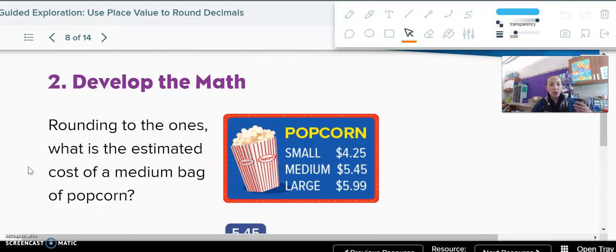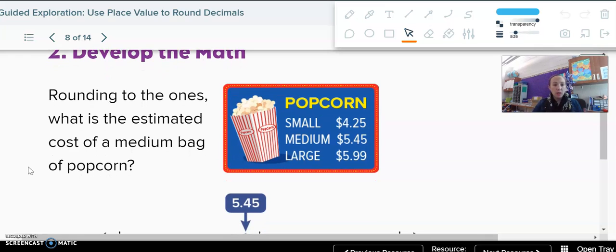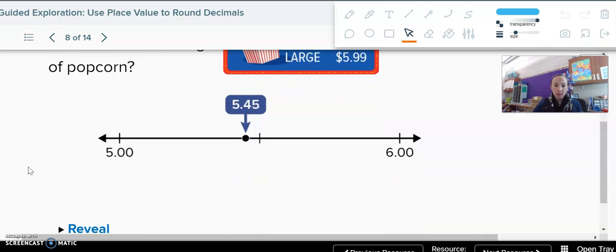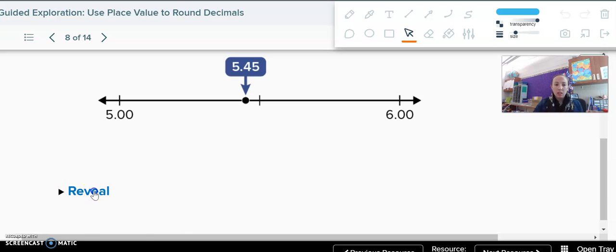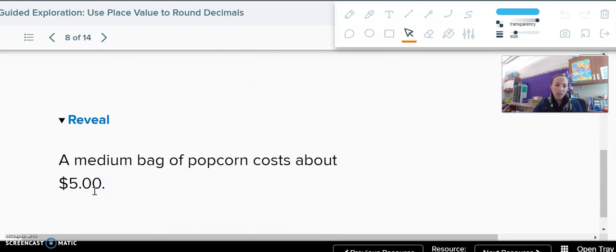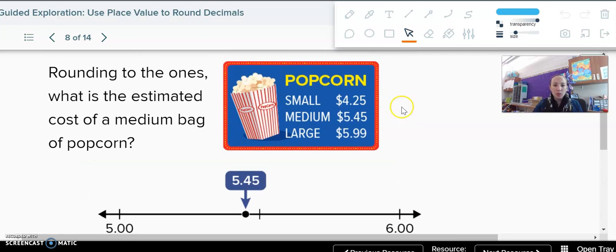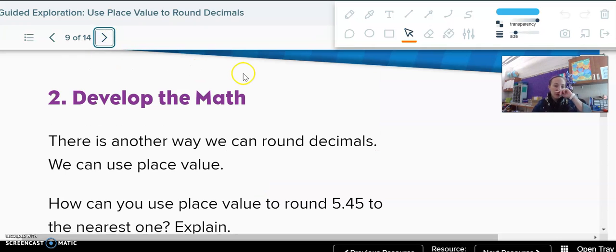So to sum up that part of it, if we're rounding to the ones, what is the estimated cost? Well, we can round down. The estimated cost is $5. It costs about $5. Now you might say, it's not very close to 5. That's why sometimes we don't want to round to the ones because that's too far away. Just like I wouldn't want to round to the millions always because that might be too far away.